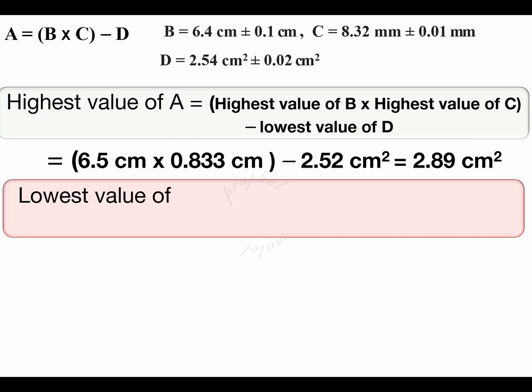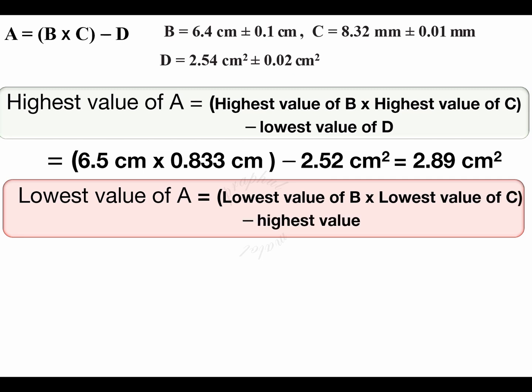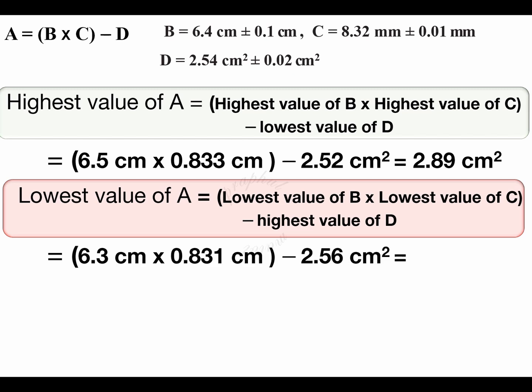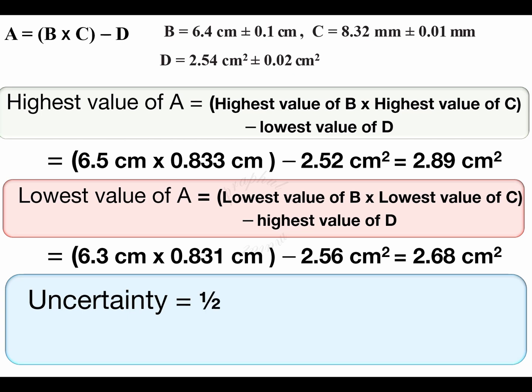Just do the opposite to find the lowest value of A. Use the lowest value of B and C and the highest value of D so that the answer for A will be smallest. That is 2.68 centimeters squared. Now that you got highest and lowest values of your answer, just find the half range, and that will be the uncertainty.